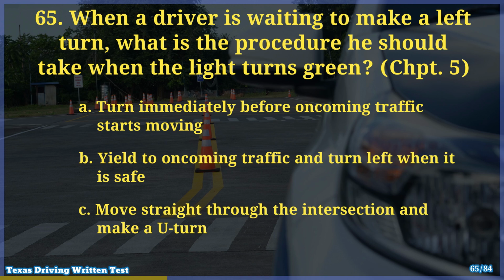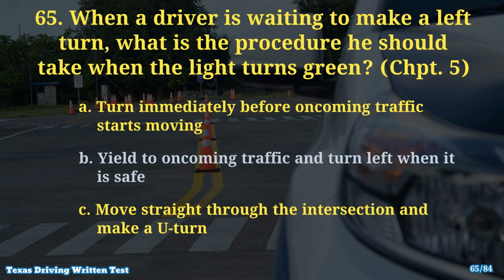65. When a driver is waiting to make a left turn, what is the procedure he should take when the light turns green? A. Turn immediately before oncoming traffic starts moving. B. Yield to oncoming traffic and turn left when it is safe. C. Move straight through the intersection and make a U-turn. Answer is B. Yield to oncoming traffic and turn left when it is safe.